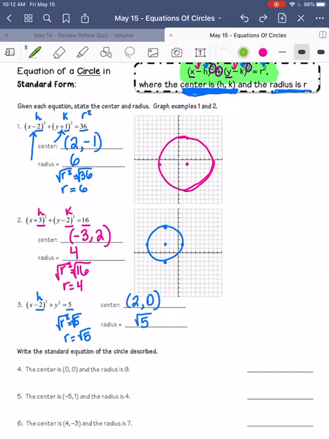Okay, so the center is 0, 0. So that means I'm going to go x stays the same, minus, this is my h, and this is my k, and this is my r. All right, so I'm going to go x minus 0 squared, plus y minus 0 squared equals 9 squared. Now, I just need to clean this up.